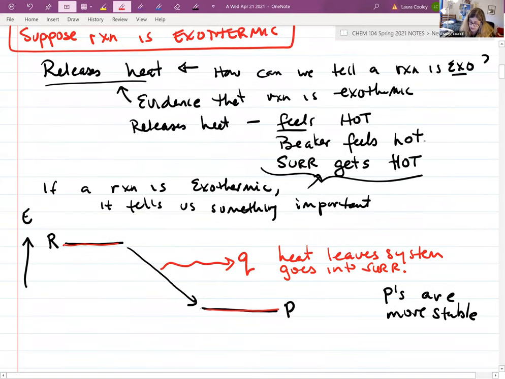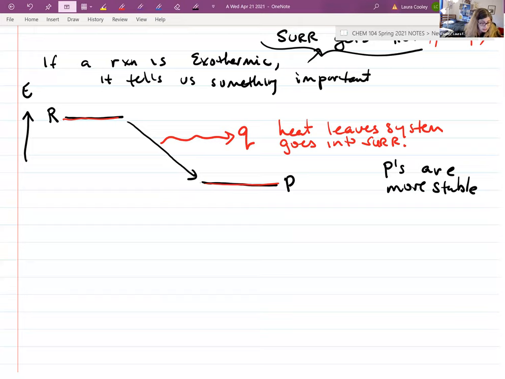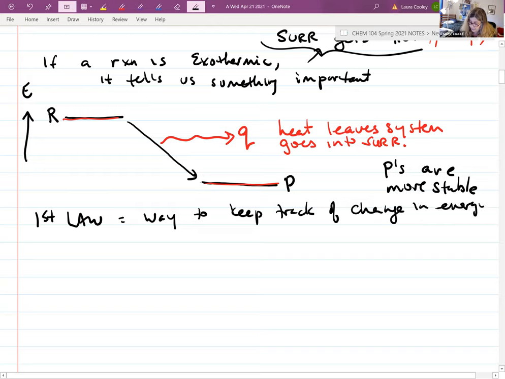Another thing, by the way, it feels hot, the surroundings get hot, and you could have a thermometer in the surroundings and its temperature goes up. So that's another thing that we're gonna use in lab actually when we do it next week. Okay, so it tells us that the system got down to a lower energy, and it released heat. And now we come to the first law. So the first law is, in a sense, a way to keep track of the change in energy. It tells us what we have to look at, okay?